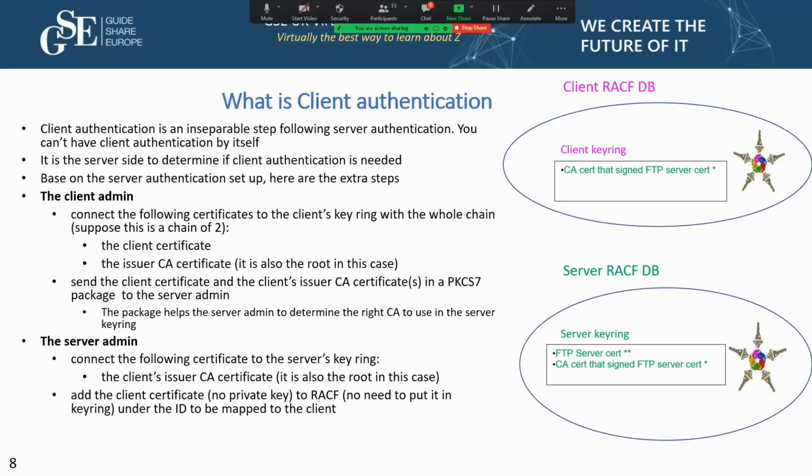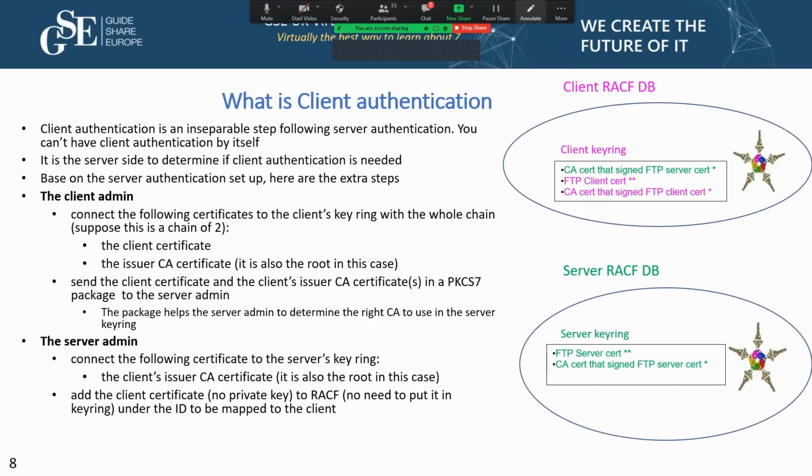Based on the server authentication setup we discussed in the previous slides, here are some extra steps. This time, we start with the client side first. The client admin needs to connect 2 more certs in its keyring. Again, I use a chain of 2 for the client cert also, which means the client keyring will now have the client cert and the CA that signed the client cert. Since I use the example of a chain of 2 for the client, the issuer CA of the client is also the root CA of the client.